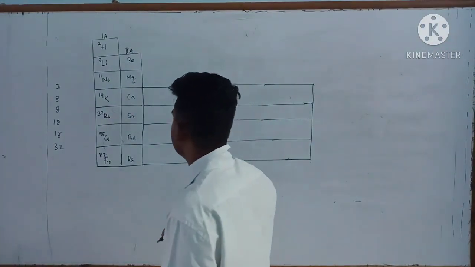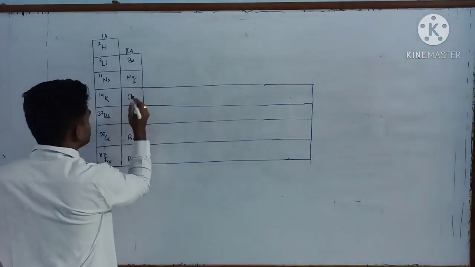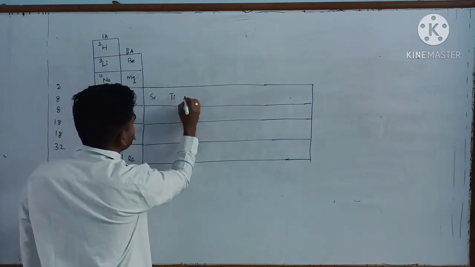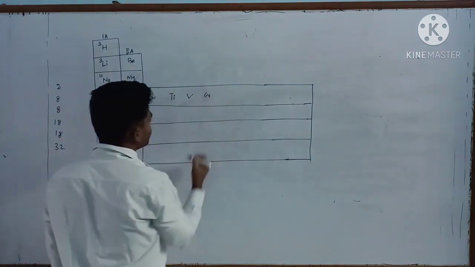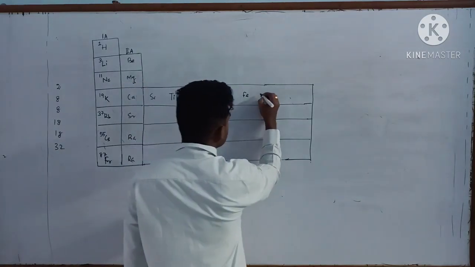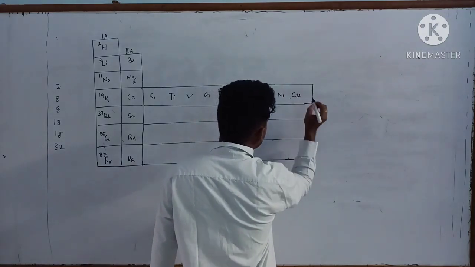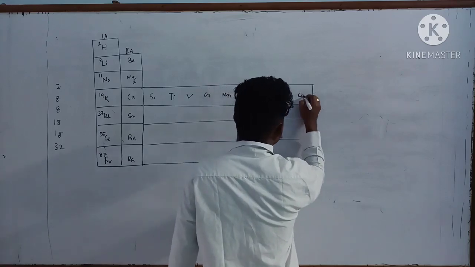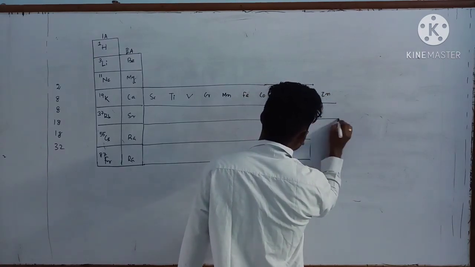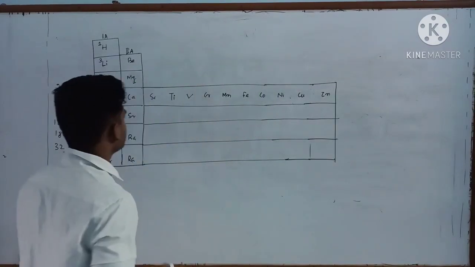Clear? So next elements, after calcium, you know, scandium, the 3d series starts: titanium, vanadium, chromium, manganese, iron, cobalt, nickel, copper, and the last one, that is zinc. This one. Clear?